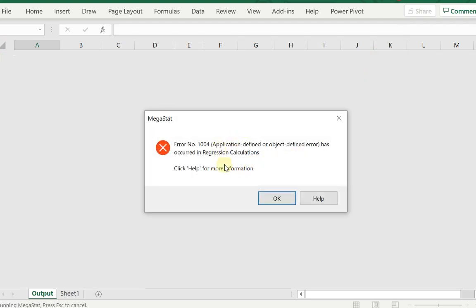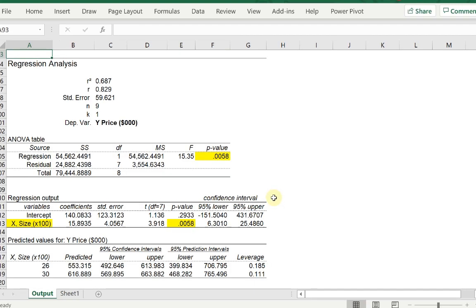Oh, let me see what happened. It occurred regression calculations. I'm not sure what's wrong. It gave me an error, but it calculated anyway. So anyway, whatever that was. And you can see exactly the things that we had. Now, notice I did not highlight these. The software, when the p-value is less than 0.05, will mark these with different colors. Less than 0.01, it highlights in yellow. If it's between 0.01 and 0.05, it uses another color, a light orange color.